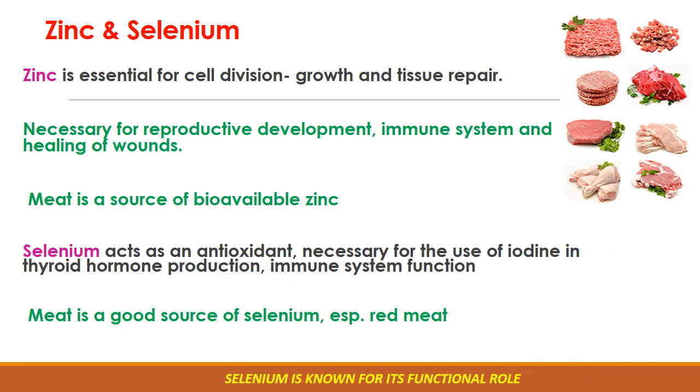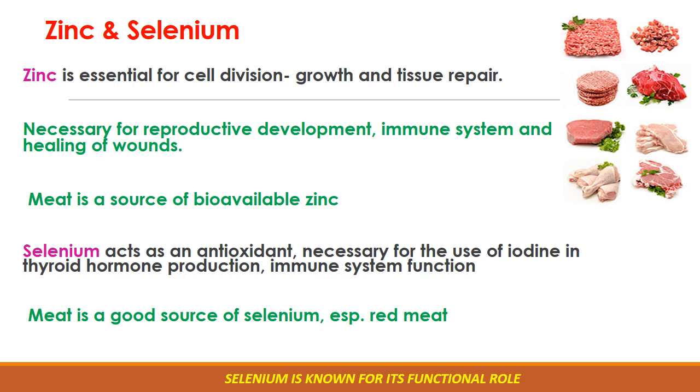Here we will see the importance of zinc and selenium. Earlier I have mentioned that zinc and selenium are very good sources in meat and play a very important role. Zinc is essential for cell division, growth, and tissue repair. It is necessary for reproductive development, the immune system, and healing of wounds. And meat is a very good source of highly bioavailable zinc. That's how meat plays a very important role as a source of zinc, and this is a very important micronutrient.